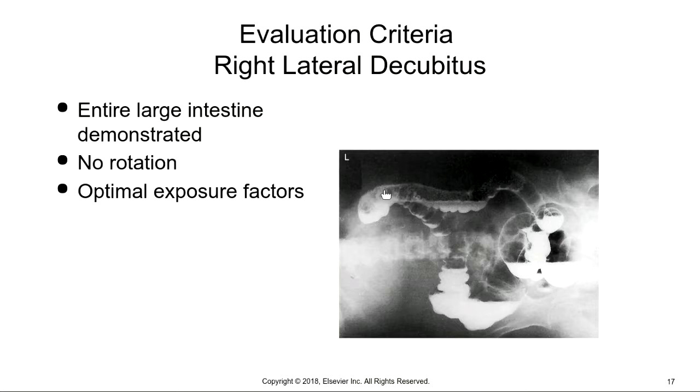Notice you can see the air fluid levels. You can see the barium right here because fluid falls and air rises. Okay, so you have to demonstrate the entire large intestine. You want no rotation of the patient, and you want optimal exposure factors.